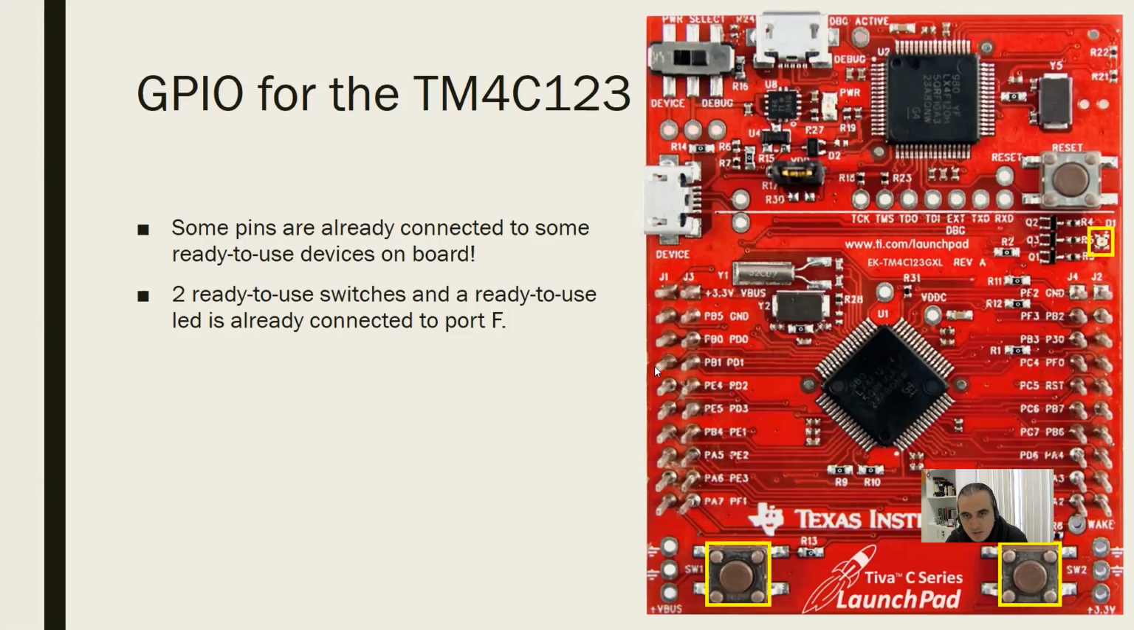So this is PV1, as I showed you. There are 2 ready-to-use switches on the board, which are connected to some pins of port F. Which pins? Well, we are going to talk about them a lot. We are going to get into the details of how to initialize them in assembly, how to use them, and so on. And there's also a LED, a very tiny LED.